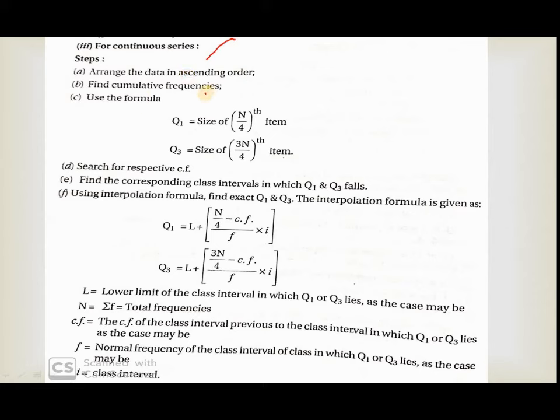Then we find the cumulative frequency. After finding the cumulative frequency, we use the formula. Here the formula will change. For individual and discrete series, it is (n plus 1) by 4, and for Q3, 3(n plus 1) by 4. But here we will use n by 4, not n plus 1. So just don't confuse these formulas. For individual and discrete series, we use (n plus 1) by 4; here only n by 4. And then we need to search that value in the cumulative frequency.